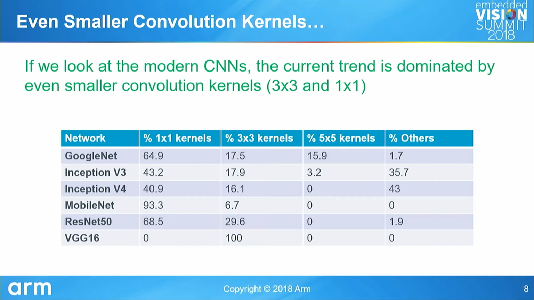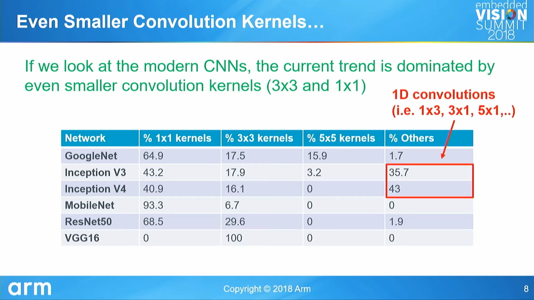But if you pay attention to this table, you can also notice that for Inception v3 and Inception v4, we have a significant percentage of convolution kernels which are not 5-by-5, 3-by-3, or 1-by-1. But don't worry, because they are small: our 1D kernels are 3-by-1 and 1-by-3, so they are still small.